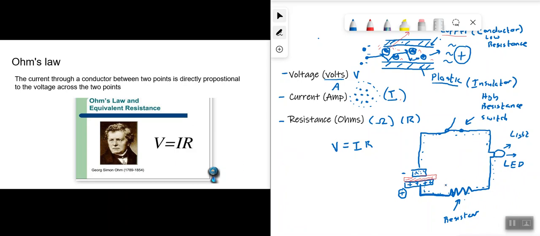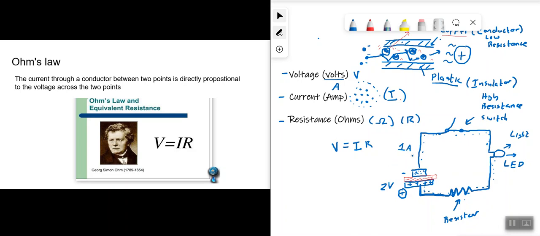So imagine we have a 2-volt battery, and we have a current of 1 amp moving through the circuit. So we have this 1 amp and we have 2 volts. The voltage is like the strength of the battery that's pulling the electrons around through it. And we have 1 amp of current flowing around through this circuit.